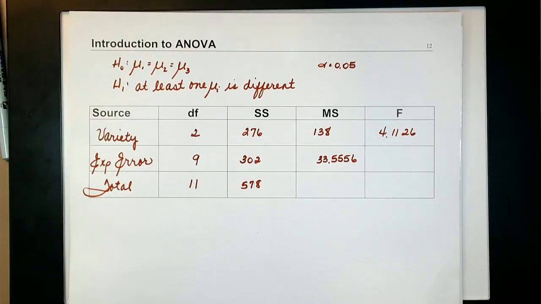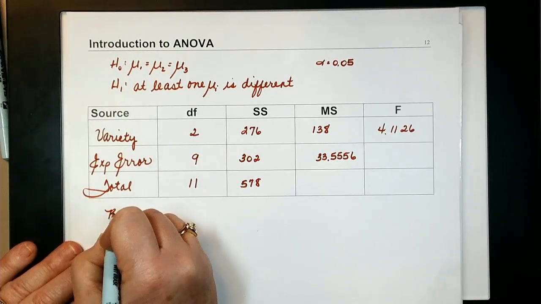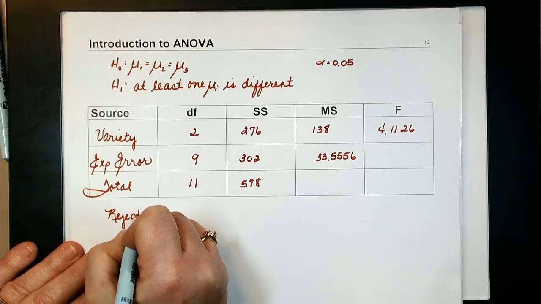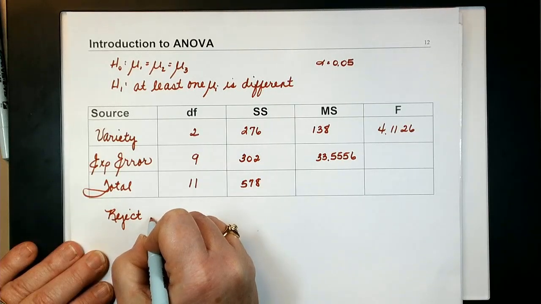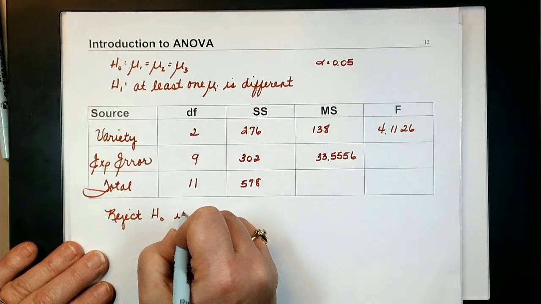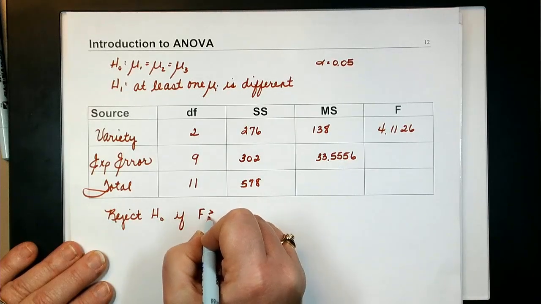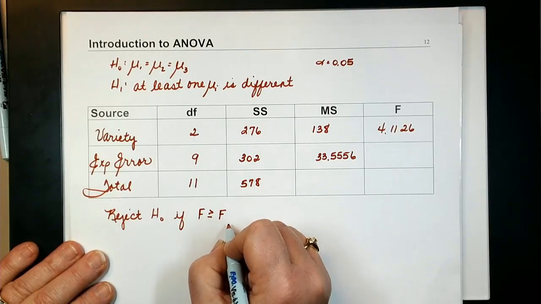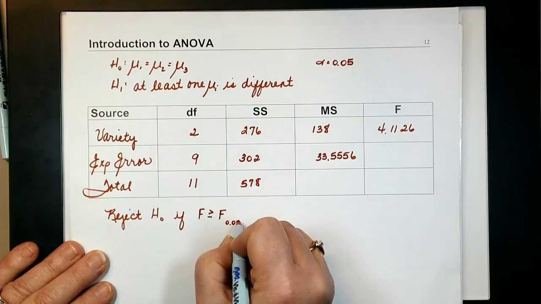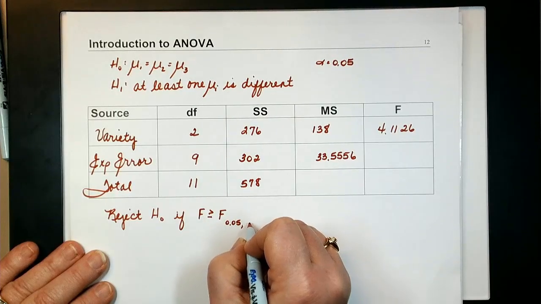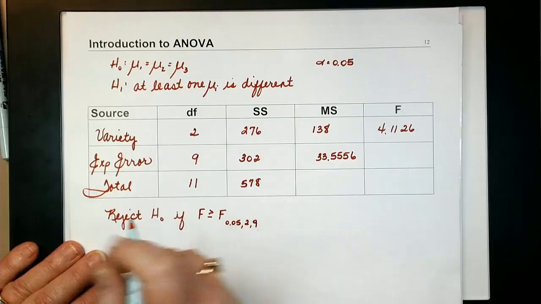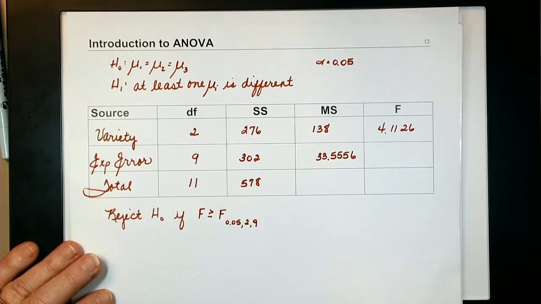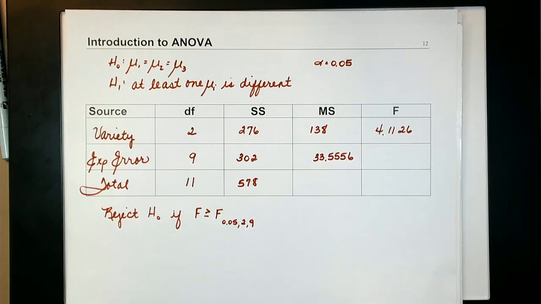Now from our 0.05, what's our rejection region? We're going to reject our null hypothesis if the value of F we calculate is large. Larger than what? The F critical. F critical is determined by F of alpha, 0.05, with 2 and 9 degrees of freedom. Go to the F tables in the back of your book. Some of you may have calculators that do it, but most of you won't.